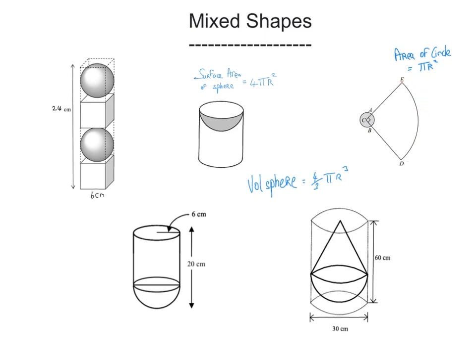You might think that's just adding the two of them together, but remember this section here belongs to both shapes, so we have to take that out somehow. The way we do that is pretty simple. We realize that this here is a 90-degree angle, so this sector is a quarter of the whole circle, because a whole circle is 360 degrees, and 90 degrees is a quarter of 360.